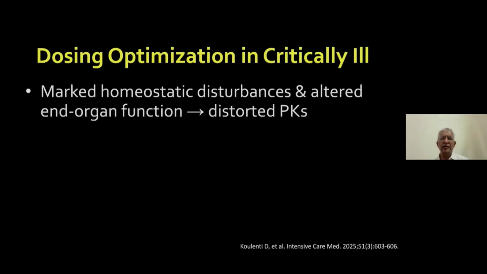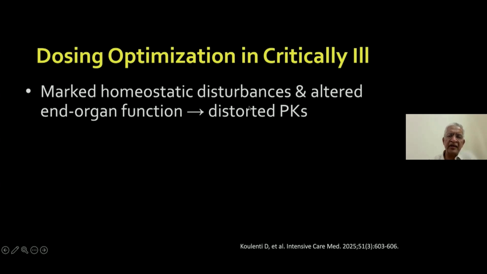You also have to remember that when you have decided to start an antibiotic, dose optimization is extremely important, especially in critically ill patients like patient S. Why is that? These patients who are septic have marked homeostatic disturbances. For example, increased volume of distribution. There is capillary leak, you're pumping in liters and liters of fluids. There is altered end organ function, augmented renal clearance early in sepsis, patients with acute kidney injury, there is reduced renal function. All this will distort the pharmacokinetics.